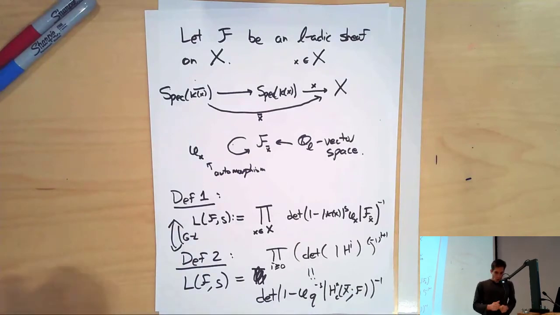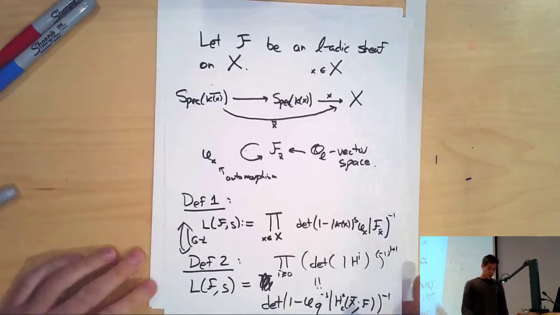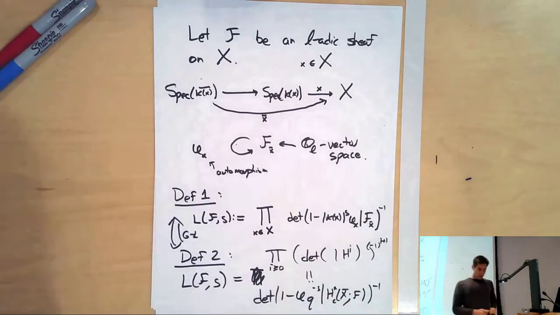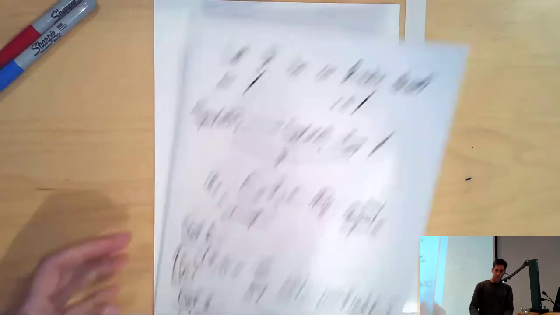Okay, so this is just a relative version of the zeta function. If you specialize to the case where F is the constant sheaf, just Q_l everywhere, then it recovers the zeta function of the variety X.